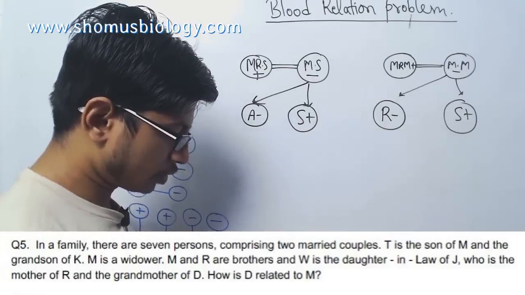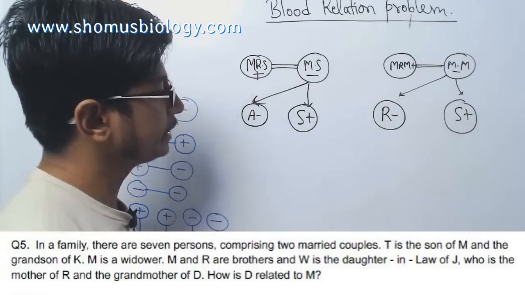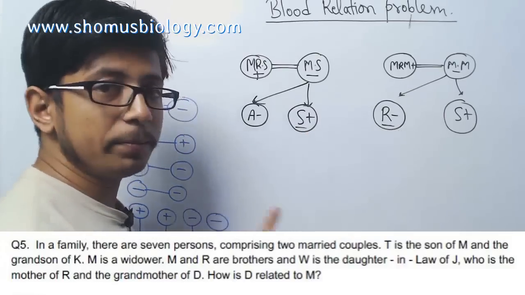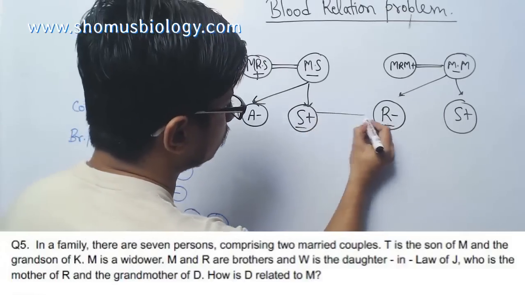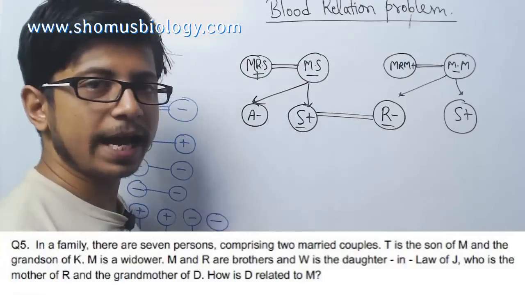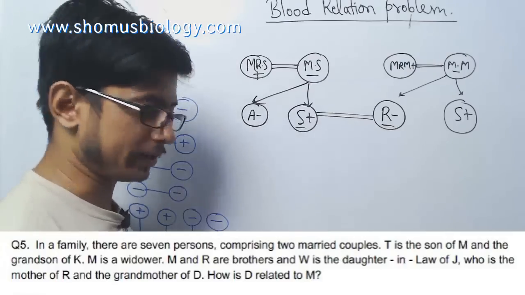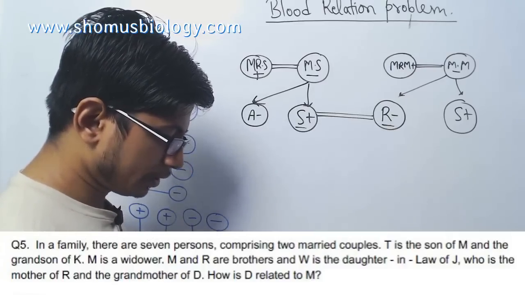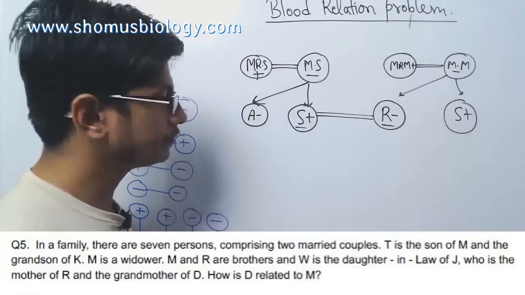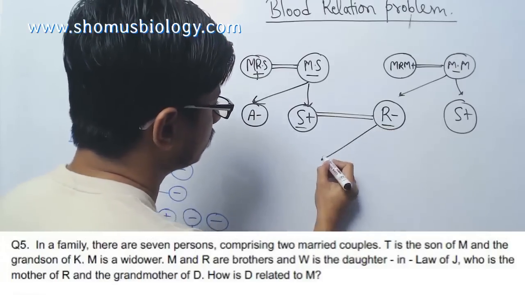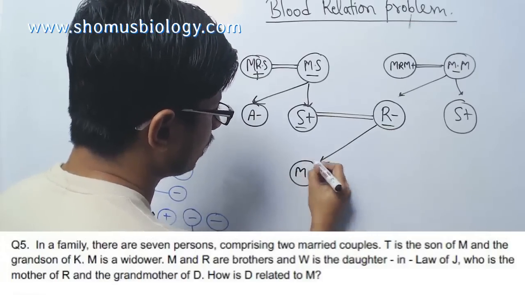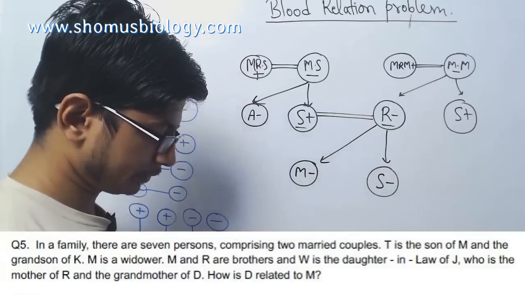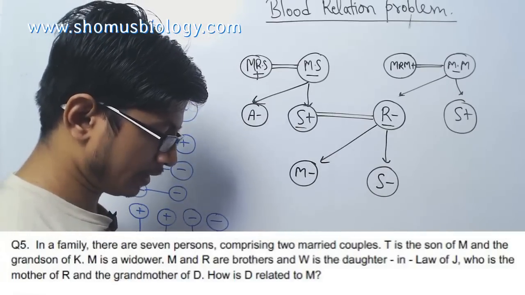The third line, Subhas and Ritu are married to each other. So this is Subhas, this is Ritu, they will marry with each other. So let's add them, two lines for marriage. And two daughters, Mukti and Shruti, are born. So they have two daughters, Mukti and Shruti. Okay, two daughters are born.